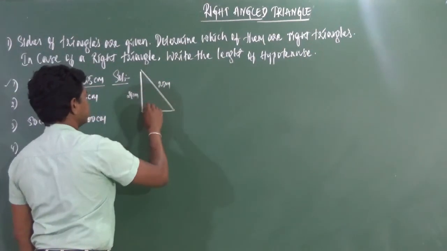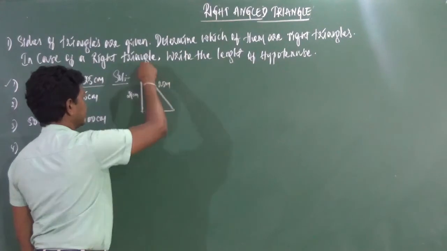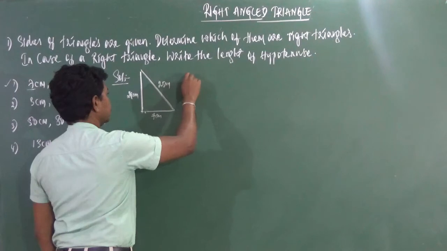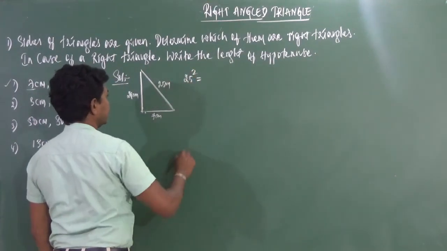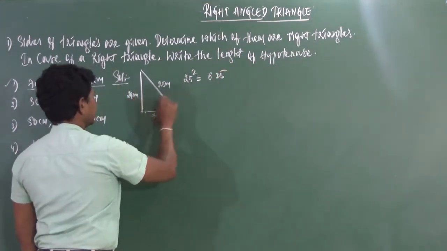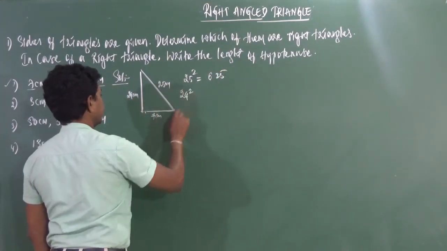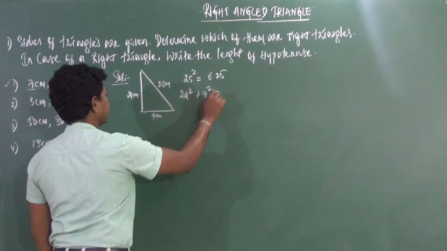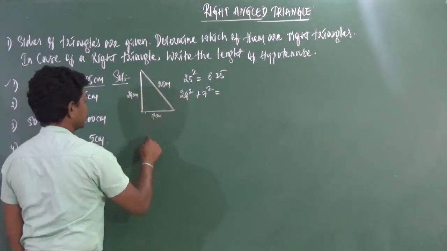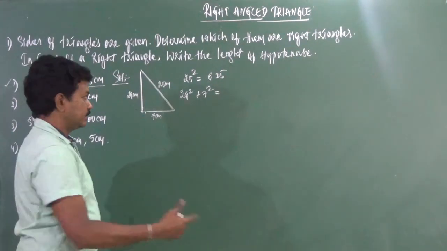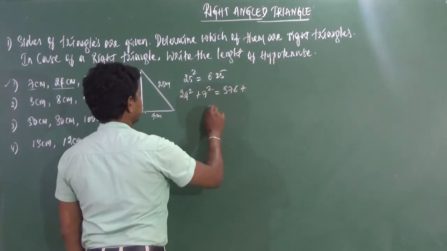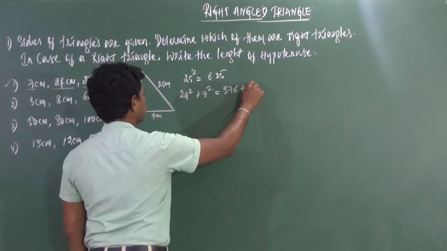So we know that among the 3 sides, the longest side is the hypotenuse, and that is 25 centimeters. So 25 square I am going to take. So 25 square is 625. We know that. We will take 24 square plus 7 square. We are going to take it because the square on the hypotenuse is equal to the sum of the squares on the other 2 sides according to the theorem. So 24 square is 576 plus 7 square is 49.